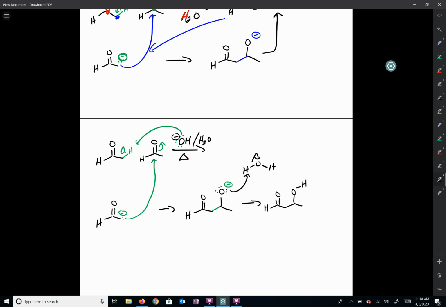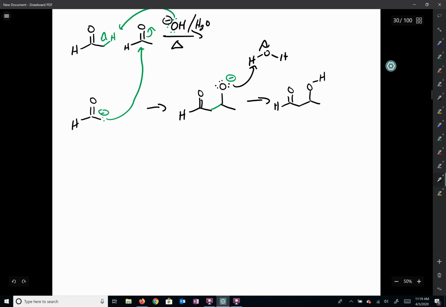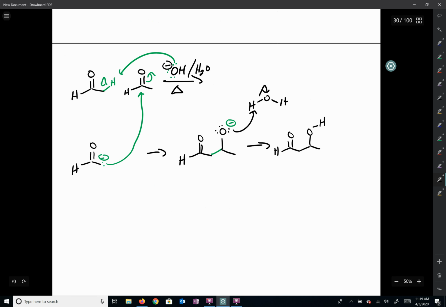Cool. So what happens next? Now, what's going to happen in this case is we're going to have some hydroxide come in, and it's going to attack that hydrogen that's right there. And this is going to happen.